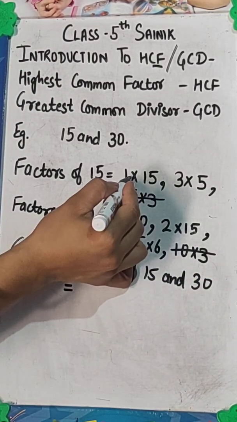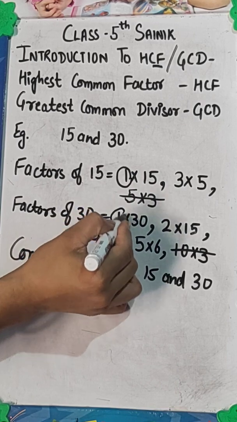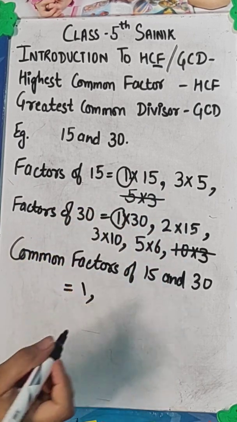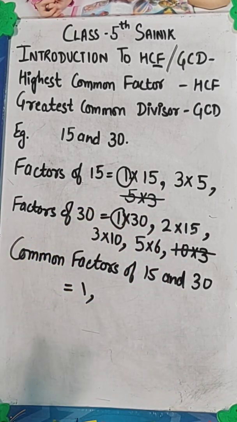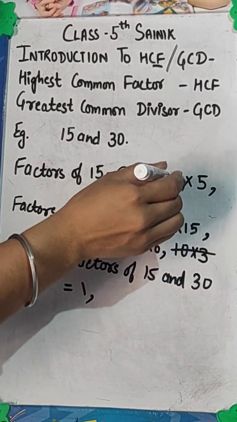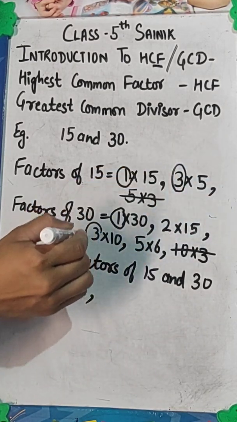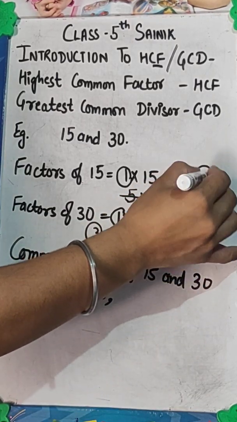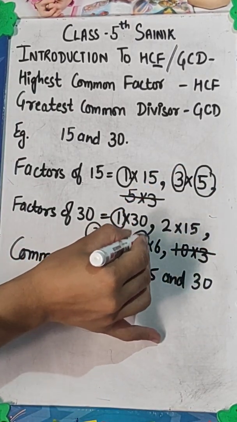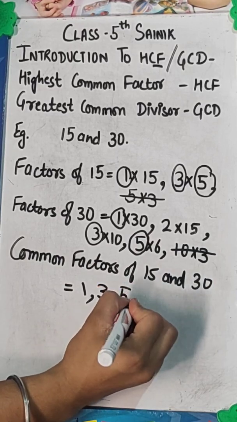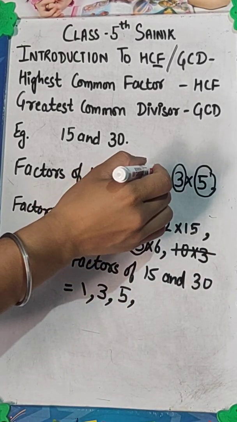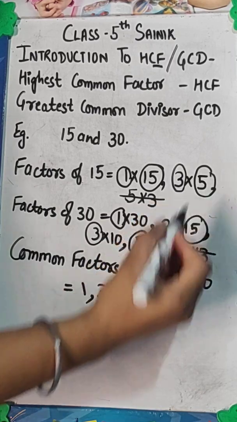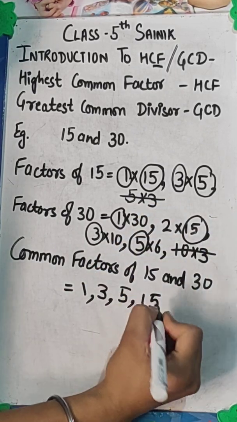As you can see that 1 comes in both. So its common factor is 1. After that you can see that 3 also comes in both tables. 3 is here, 3 is here. 3 is also the factor. After that you can see that 5 is also a factor and the last one is 15 is also a factor.